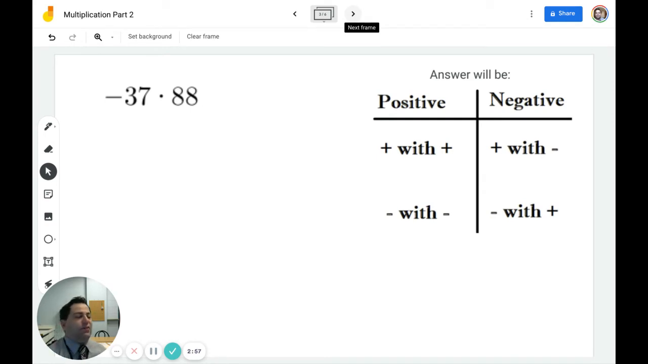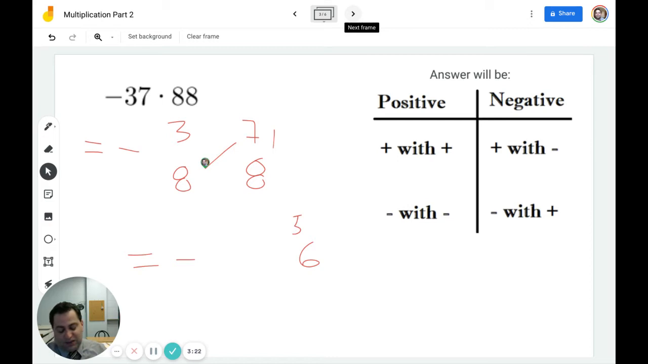In this example, I have negative 37 times 88. Well, now I have a negative times a positive. According to my chart, I have a negative answer. I'm going to write them in a box, 3, 7, 8, 8. I'm going to start with 7 times 8, and we're going to get 56, so 6 with a 5. We're going to do 56 plus 24. Well, let's take it piece by piece. 56 plus 20 is going to be 76, right? 5 plus 2. 76 plus 4 is going to be 80. 0 with an 8. Lastly, I'm going to do 8 times 3, which is 24.